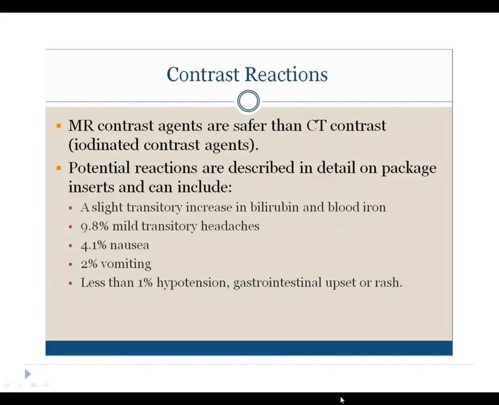MRI contrast agents are much safer than the iodinated contrast agents used in CT. Contrast reactions seen with MRI contrast agents are minimal compared to reactions seen with the iodinated contrast agents used in radiography and CT. There are, however, potential risks associated and can include an increase in bilirubin and blood iron levels.